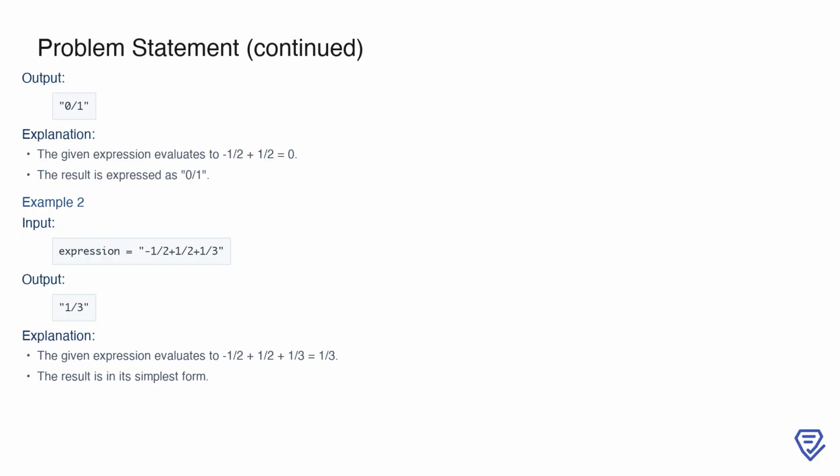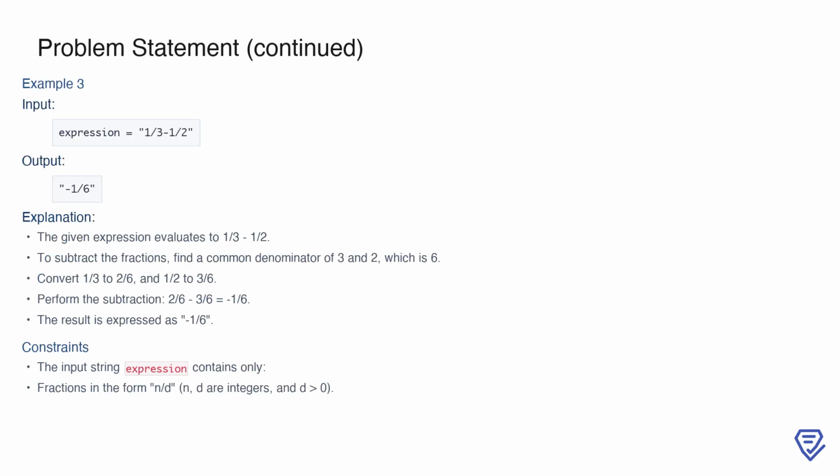Now, looking at another case, -1/2 plus 1/2 plus 1/3, the initial two fractions, -1/2 and +1/2, also cancel out, leaving just 1/3. Since 1/3 is already in its simplest form, the output is simply 1/3. These examples demonstrate how to handle both addition and subtraction while ensuring the result is expressed correctly.